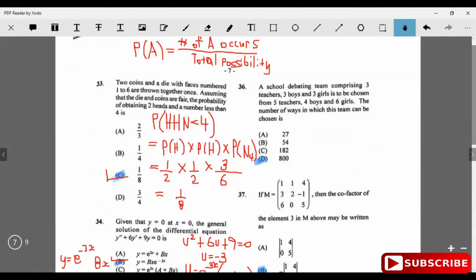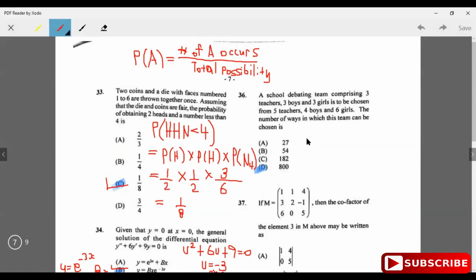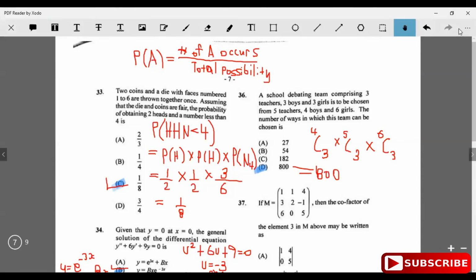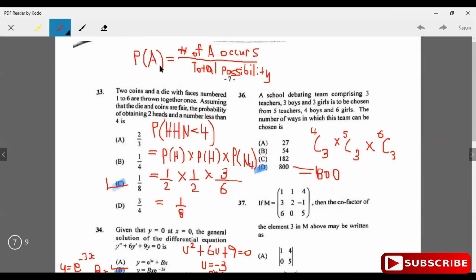Question 36 says, a school debating team comprising 3 teachers, 3 boys, and 3 girls is to be chosen from 5 teachers, 4 boys, and 6 girls. So let's find the number of ways to choose this team. We're choosing 3 boys from 4 boys, times 3 teachers from 5, times 3 girls from 6. When you multiply them, I guarantee you it is 800. So you put those in a calculator: 4 choose 3 times 5 choose 3 times 6 choose 3. You're going to get 800.